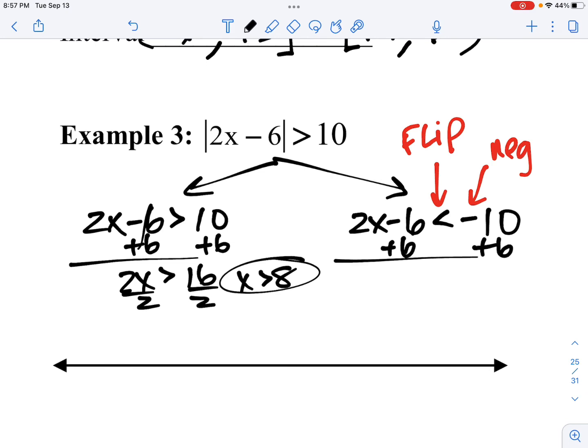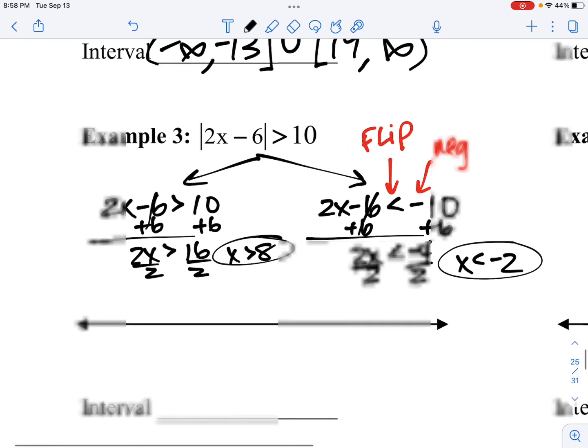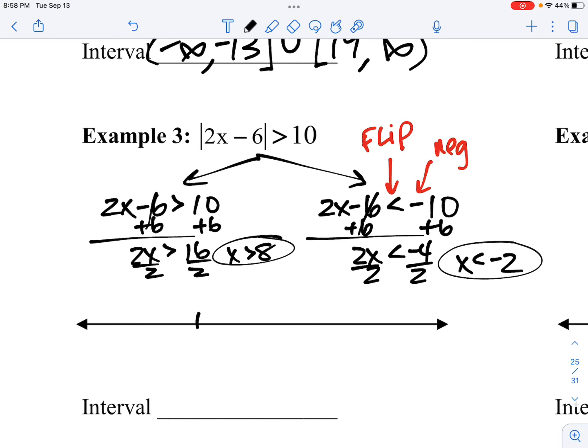I'm going to add 6 everywhere. I get 2x less than, remember to just keep that inequality symbol, I mean. Negative 10 plus 6 is negative 4. Divide by 2 everywhere, x less than negative 2. That's my second answer. You know how to put those on the number line. Negative 2, 8. I'm going to put an open circle here because this is telling me to shade to the right of 8, so this way. And then for the negative 2, it's telling me to shade to the left, so I'm going this way. And again, that's another open circle. And I'm going this way.